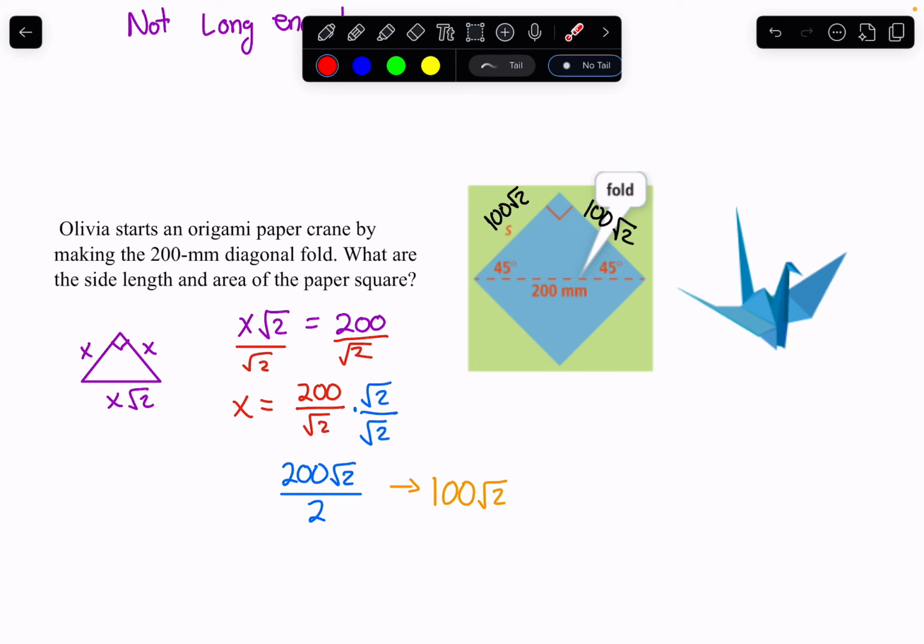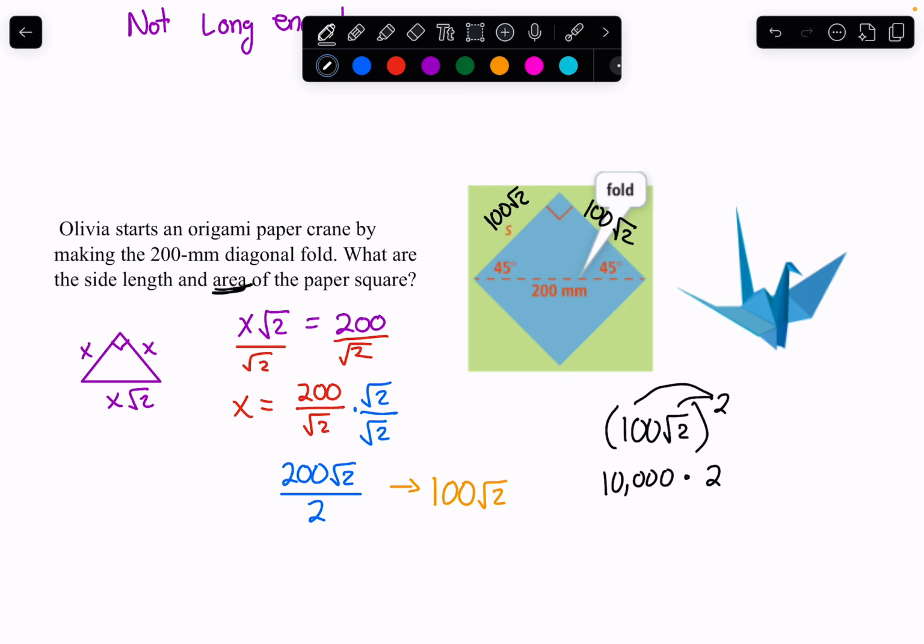So now that we know the side length, we want to find the area of the paper. Easy enough, right? We just take 100 root 2, and since it's a square, the side length squared is the area. Square both pieces there. 100 squared is 10,000. And then the square root of 2 squared is 2. So the area will be 20,000 what? Millimeters squared.